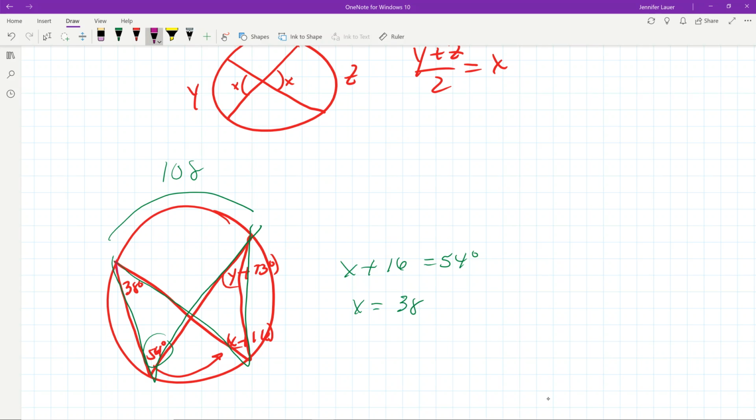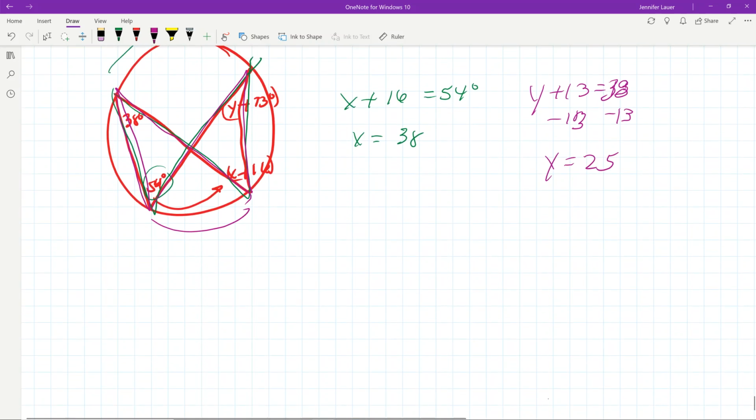And the same thing with the y. So here we can see that this is an inscribed angle. So this is going to be equal to that. So we can say y plus 13 is equal to 38. Subtract 13 from both sides. I swear that's a 13. This is 38. Man, I am just doing great today. This is 25 degrees. So that's that one.